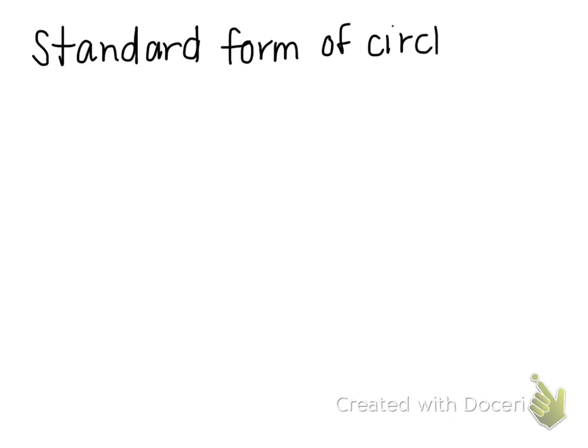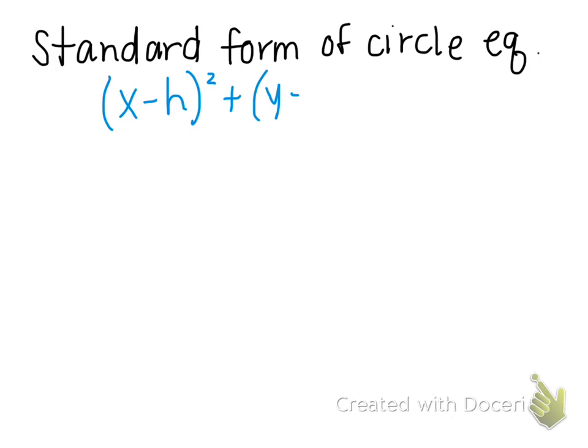Cool, so the next thing we're going to talk about is how do we write the equation of a circle? So this is the standard form of a circle equation. It starts with (x - h)² + (y - k)² = r². So remember, h is the x-coordinate of the center, k is the y-coordinate of the center, and r is the radius. Okay. So this is our standard form.